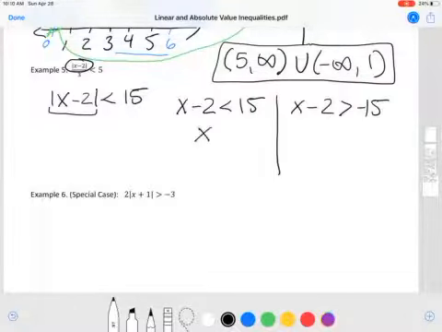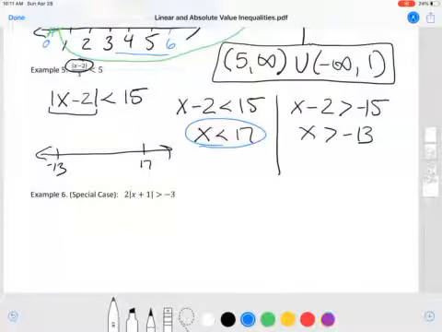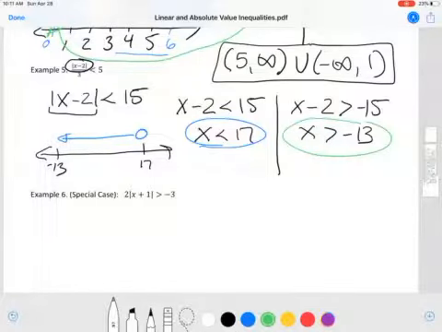I'm going to add 2 to both sides. And I've got my answer. Now, if I look at this on the number line, let's see, I have 17 here and negative 13 over here. This one here, we'll do this one in blue. This is saying anything less than 17, so open circle going this way. We'll do this one in green. This is saying everything greater than negative 13, so it's not including negative 13, everything going to the right.